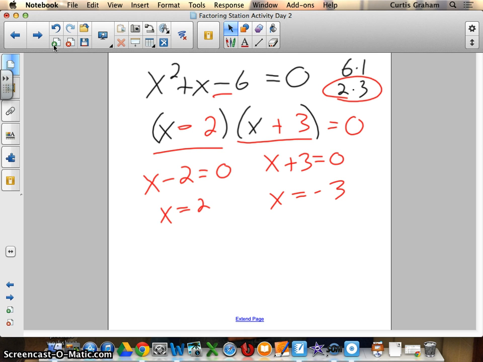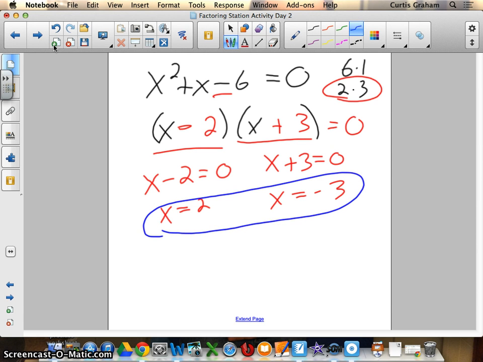Now watch what happens when I plug those in. 2 squared is 4. Plus 2 is 6. 6 minus 6 is 0. Let's look at the next one. Negative 3 squared is 9. 9 minus 3 is 6. 6 minus 6 is 0. So you can see that these are your answers. Those are your solutions.